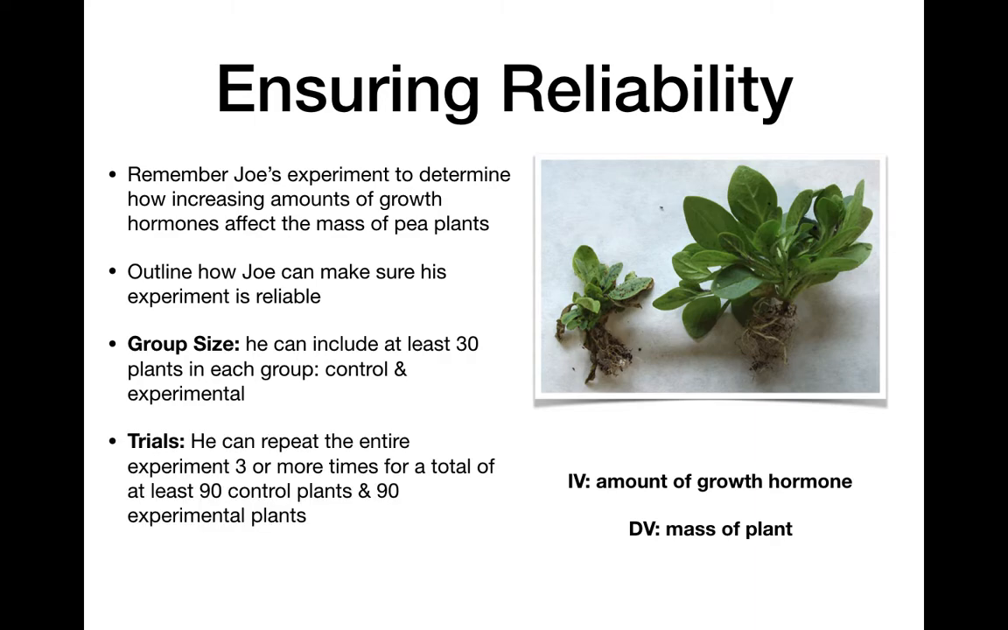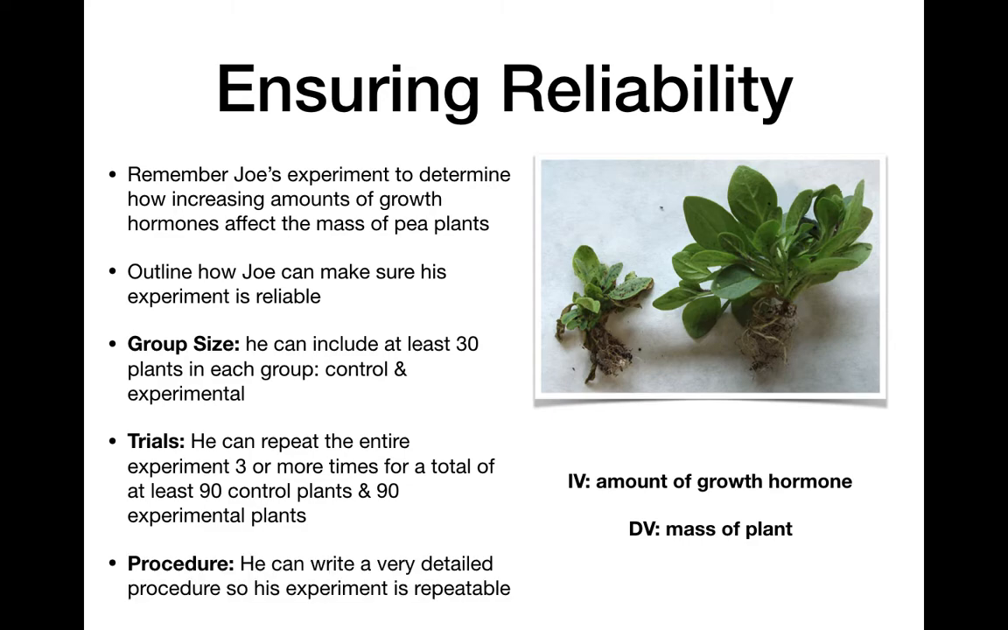He can then repeat the entire experiment 3 or more times. So the total, if he did 30 individuals in each group and he did 3 trials, would be 90 control plants and 90 experimental plants. That is a lot of plants. And that's how you make sure your result is reliable. This is why a lot of these big studies take years. He can also write his procedure very detailed and specific so that his experiment is easily repeatable by other scientists once they publish it.